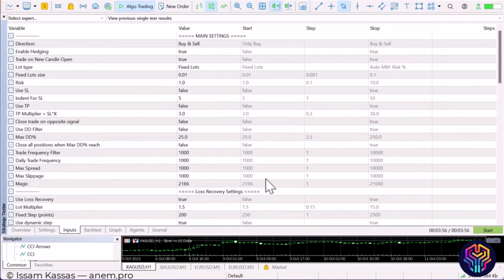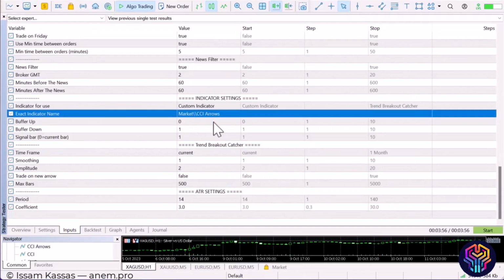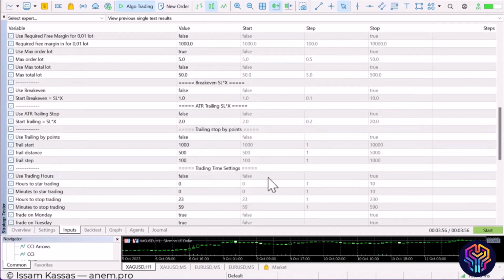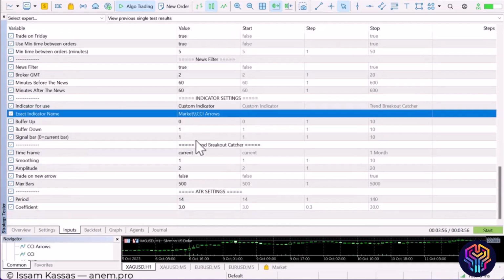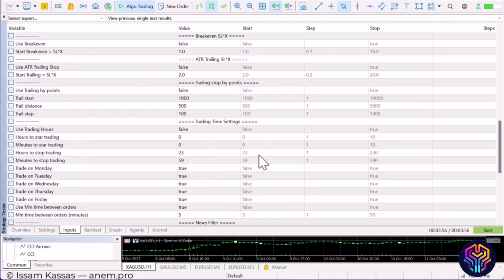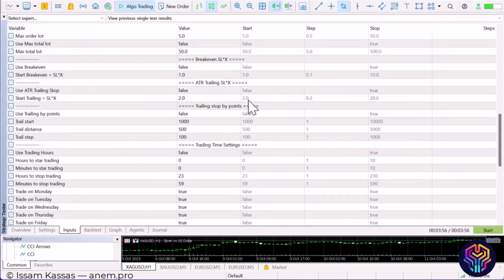In the next video, I will go into details about how to use the CCI arrows, for example, as the trend breakout catcher, and I'll show you guys the step-by-step process of integrating your own custom indicator, or a custom indicator that you bought from the market, or any kind of custom indicator that has buffers, into trading using the same exact way that we are doing all the time. And I'll also go into the details of the other filters that I have here, like the trading time, the trading stop, the ATR trailing, the break even, and all that good stuff.